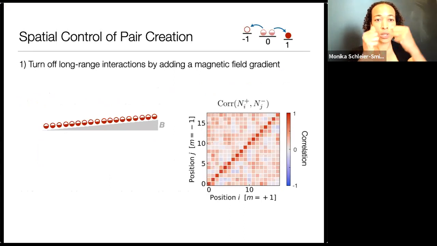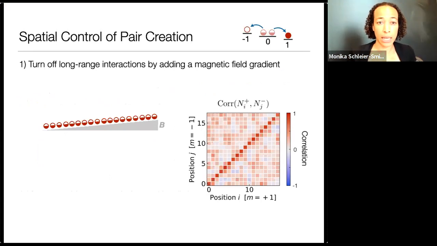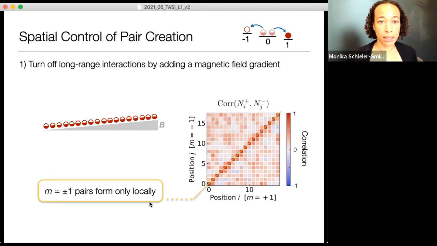So the interaction is this: you have two zero atoms and they turn into a +1 -1 pair. If I have a magnetic field gradient, then that process is off resonant if the atoms are far apart, and it will only be resonant if the atoms are on the same site. So in the presence of a magnetic field gradient, if I measure correlations between the number of +1 atoms on site I and the number of -1 atoms on site J, I'll see correlations only on the diagonal. These pairs can only form on site. So that's what we see. That means we've now turned off the long range part of the interaction.